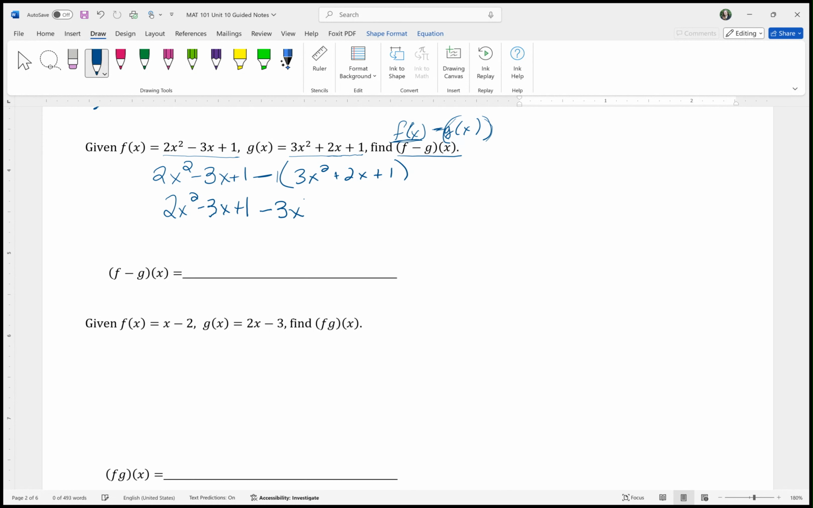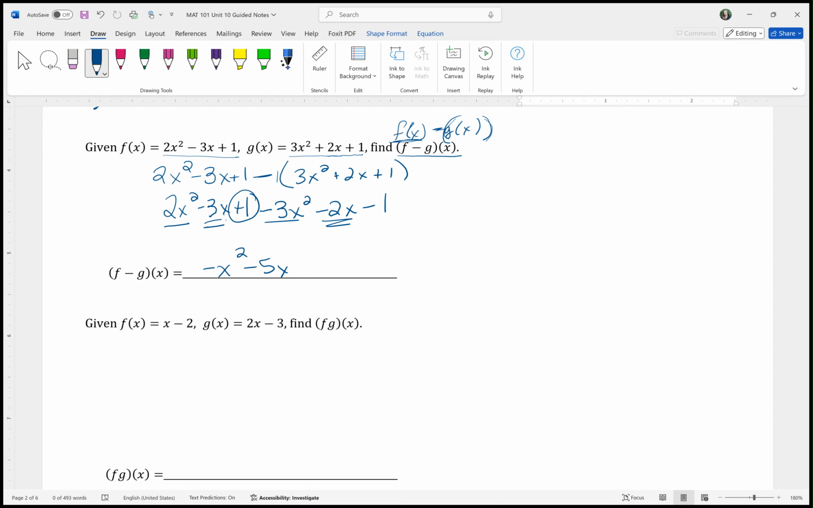Minus 3x squared minus 2x minus 1. Now that you've done that, now you can combine like terms. So we've got 2x squared minus 3x squared is just negative 1x squared, which is negative x squared. We've got negative 3 and negative 2 is negative 5x.